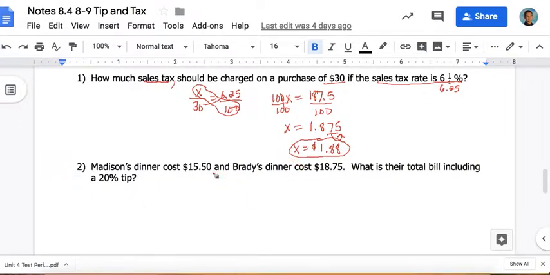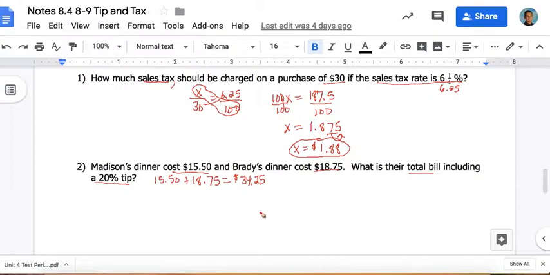Number 2, Madison's dinner cost $15.50 and Brady's dinner costs $18.75. What is their total bill, including a 20% tip? So before I can do anything here, I need to figure out how much Madison and Brady spent on dinner. So I need to add $15.50 plus $18.75, and I'm going to find that their meal is going to cost $34.25.